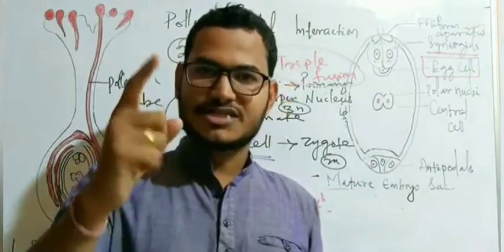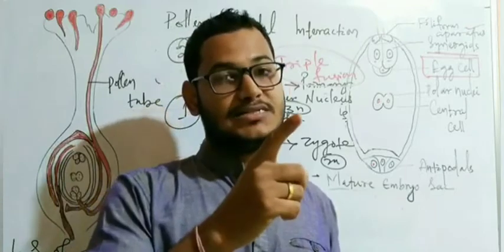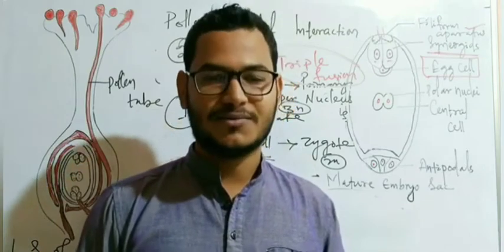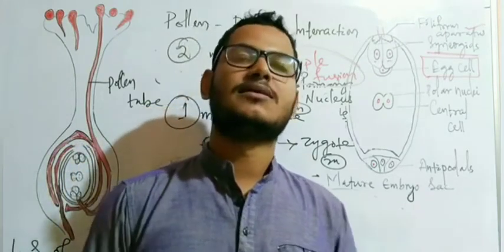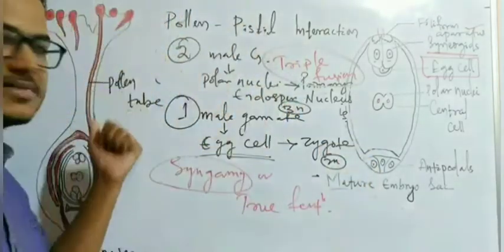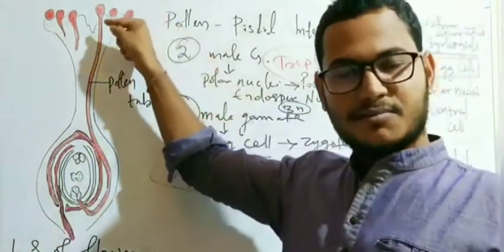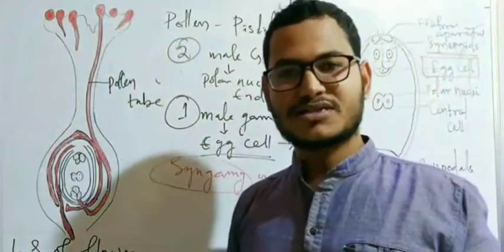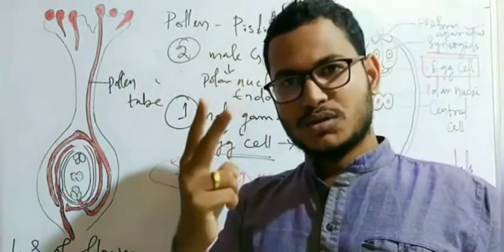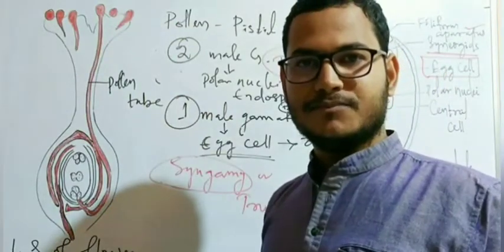So there are 2 fertilizations. One is true fertilization or syngamy. The second one is triple fusion. Both together make the process of double fertilization, which is very unique in flowering plants. Remember one thing, after the formation of the pollen tube, normally a 2 cell stage occurs. After the 2 cell stage, the pollen grain migrates to the stigma in 60% of angiosperms. In the remaining 40%, the generative cell divides into 2 male pronuclei, and only then does it migrate to the stigma.